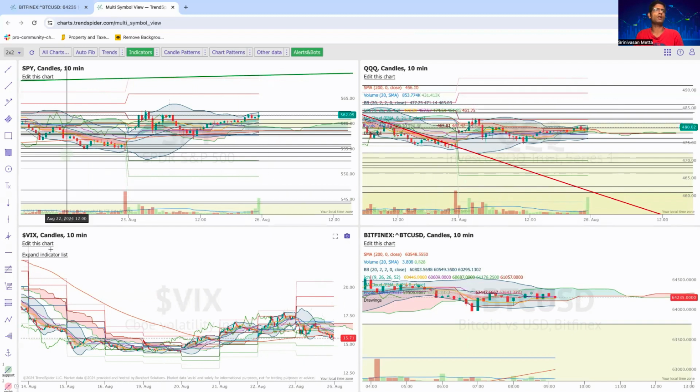The most important thing which I want to talk about is the VIX. VIX will tell me how the market is performing. Usually when the VIX is going up, the SPY and QQQ tend to go down. And also, as the VIX goes up, the option prices become premium, and you'll be paying a lot more premium for it, right? So that is one thing we have to be very, very careful about.